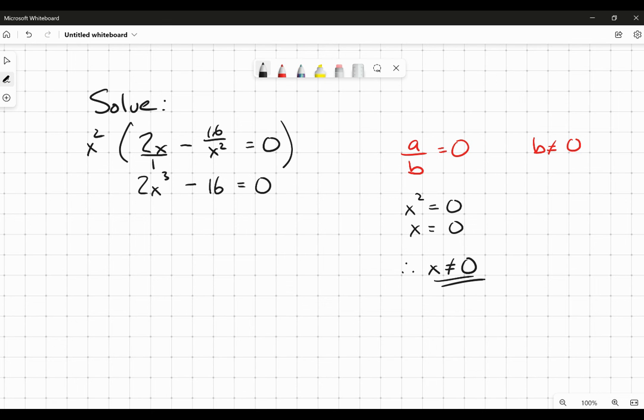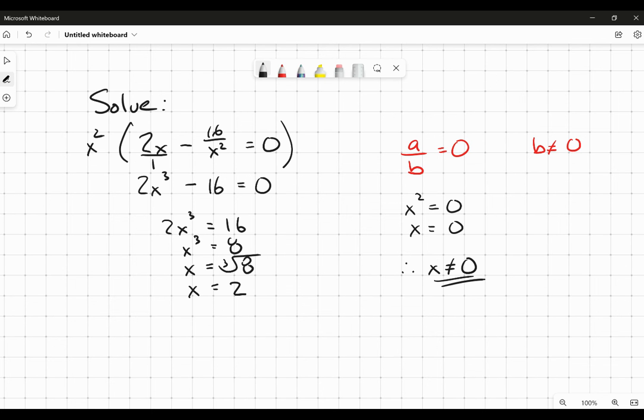So now what we might do here is factor out. Actually, you know what? I'm going to tell you what I'm going to do. I'm going to bring that 16 over. I factored before in another video. I'm going to bring that 16 over, we're going to divide both sides by 2, and I'm going to get x cubed is equal to 8. And when I take the cube root of both sides, to remove that exponent, I get x is equal to the cube root of 8.